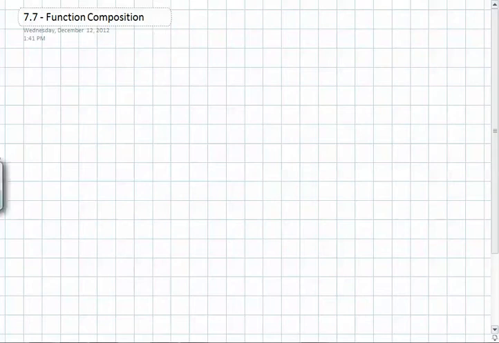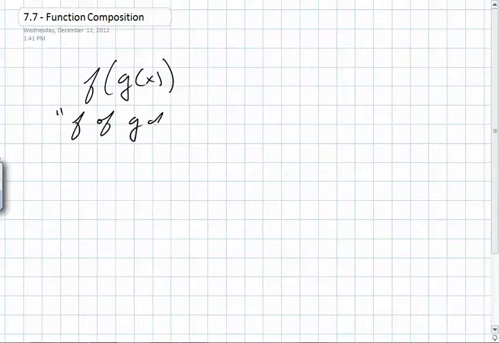Function composition is simply plugging one function into another. For example, you might see f of g of x. The way you say that is f of g of x. What does it mean? It means that the function g of x is being plugged inside the function f of x.